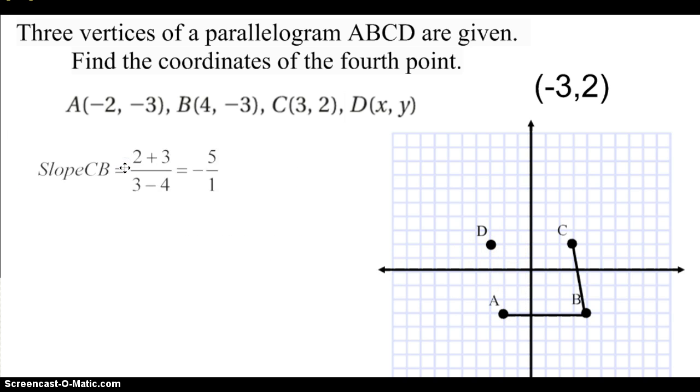Now, I did just show how to get the slope of CB. I would take 2 minus a -3, which is 2 plus 3, and 3 minus 4, which is 1, so that's -5 over 1. So what you have to remember is it's rise over run. So if I go up 5, you have to go that -1, which is to the left. And then that's where my ordered pair would be.